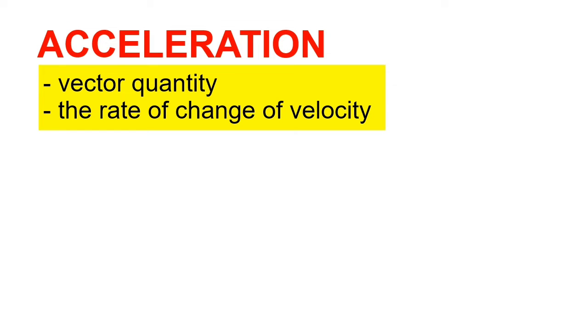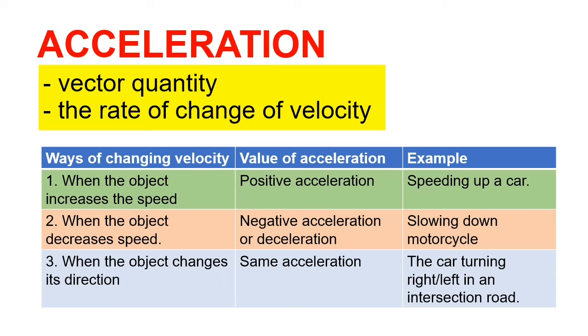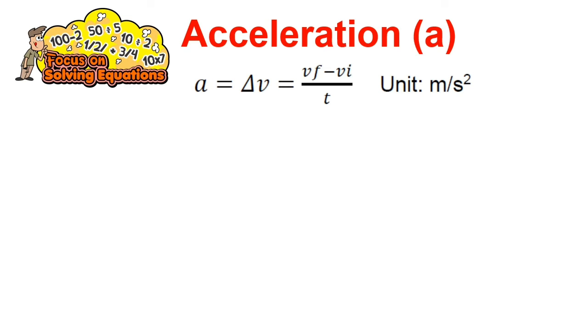It is a vector quantity, and the rate of change of velocity. Whenever the velocity of an object changes, it has an acceleration. The table shows the different ways of changing velocity or accelerating an object. To compute for acceleration, we use the following equations.